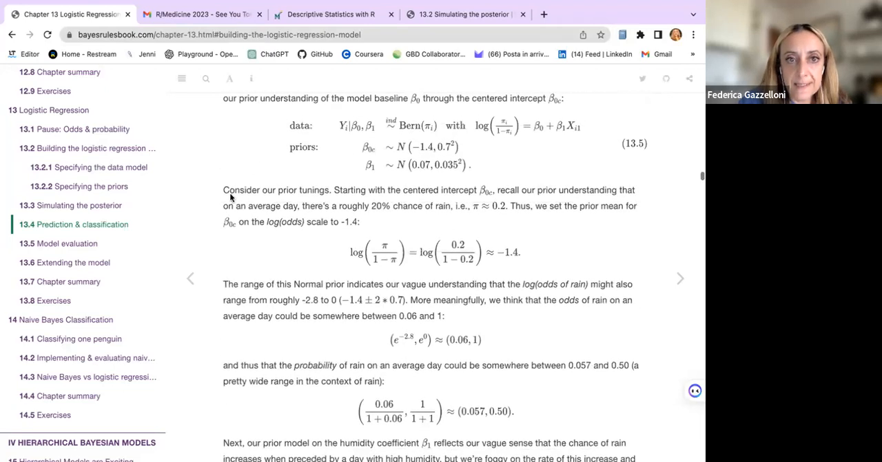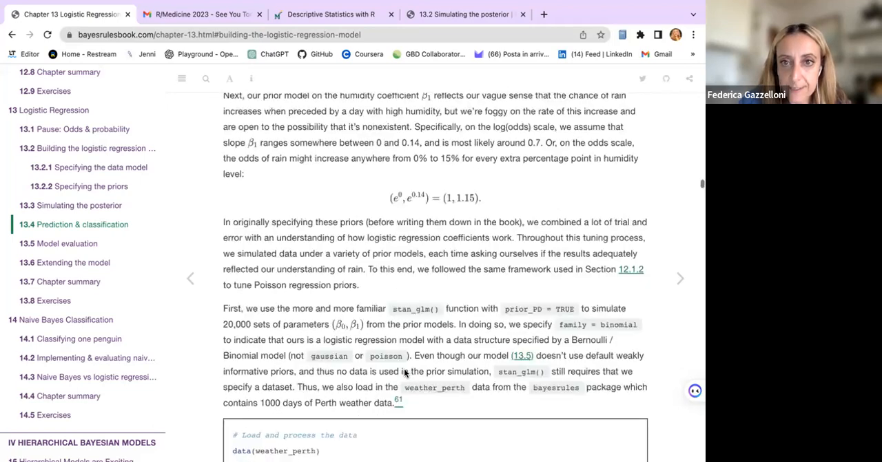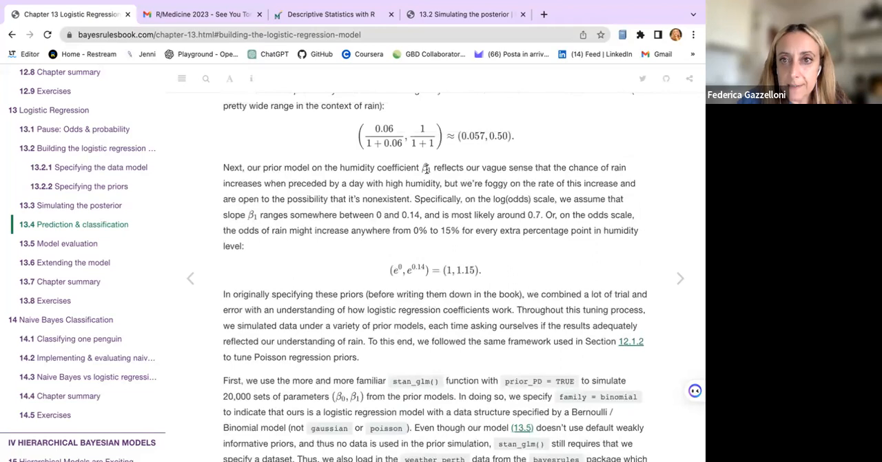Okay, so basically, considering the prior tunings, we set the prior to be minus 1.4. This is what we said. We have seen all these things. Now, for beta 1, it said that it reflects the vague sense that the chance of rain increases when preceded by a day of high humidity. Okay, but we are not sure about that. Specifically, on the logit scale, we assume that the slope ranges somewhere between 0 and 0.14.